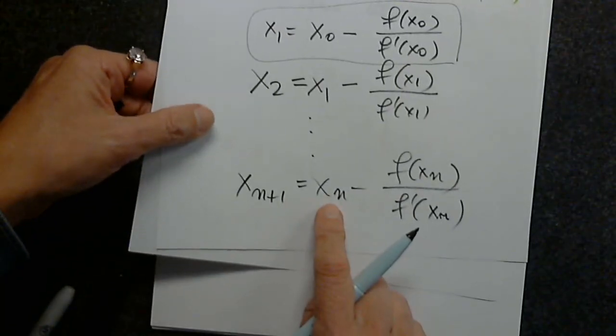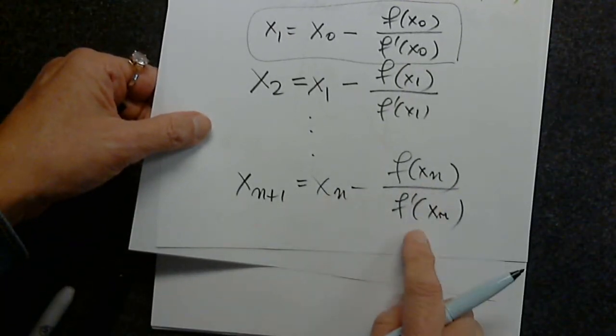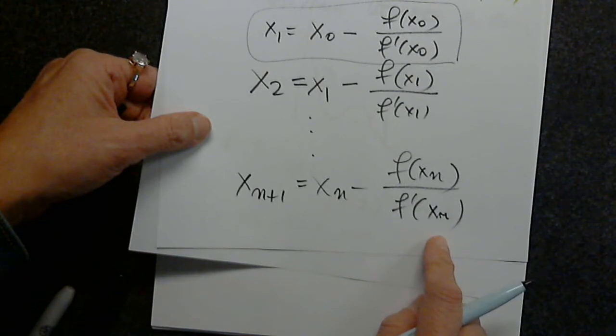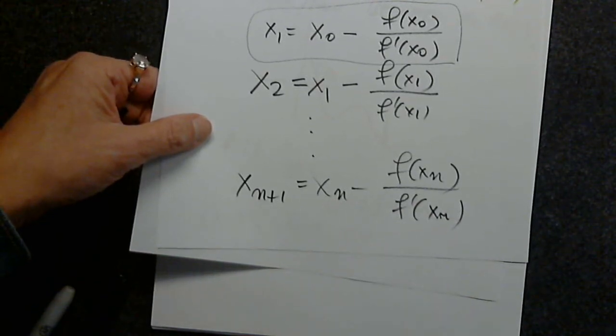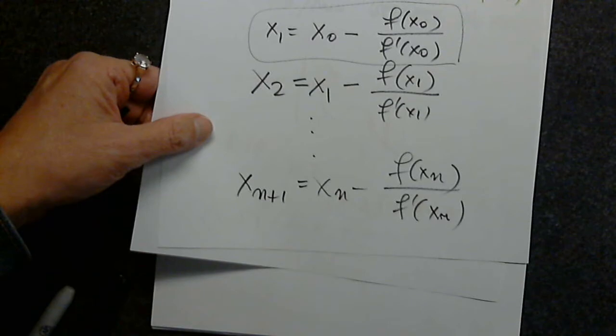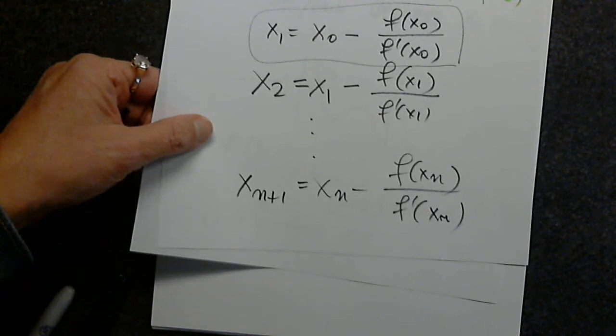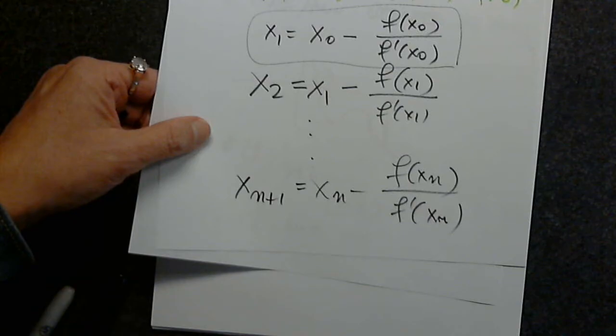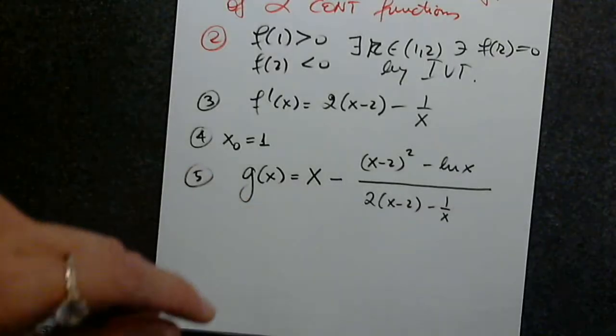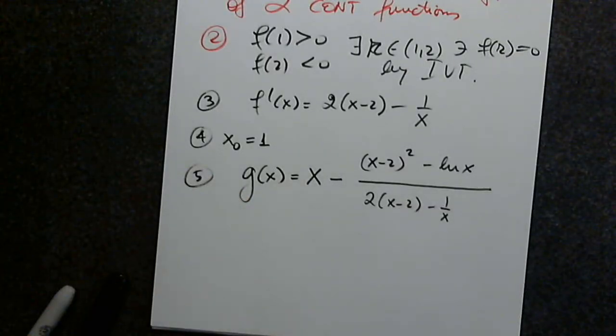So x that we pick, minus f of x over f prime of x. What do you think I'm going to plug in first? 1. Right. What do you think I'm going to plug in second? 2. Whatever the result is of the first iteration, because the next step depends on the previous step. Right? So let's put this function in, Newton's method.